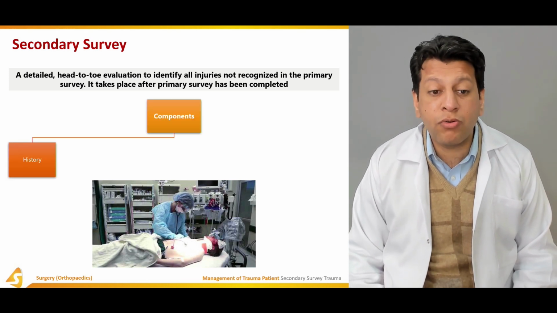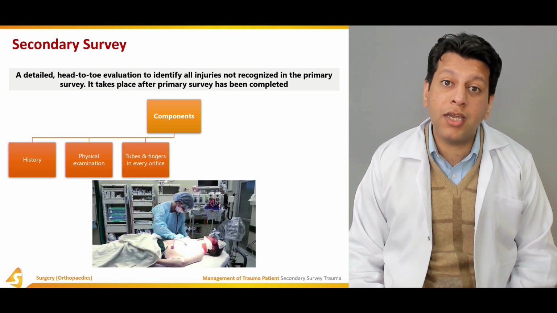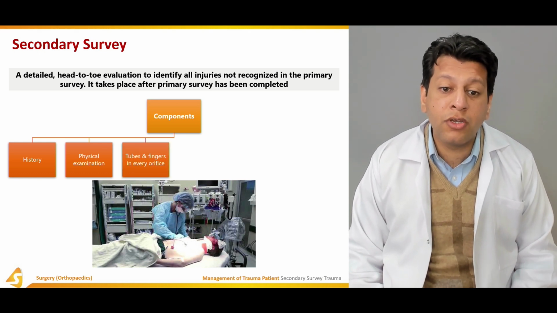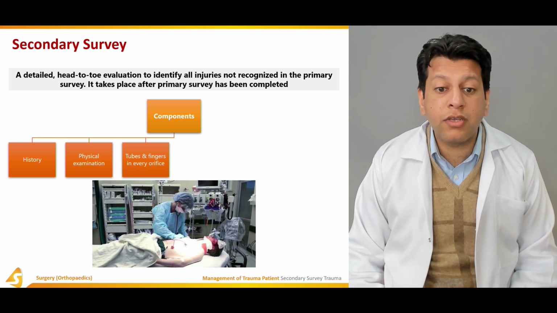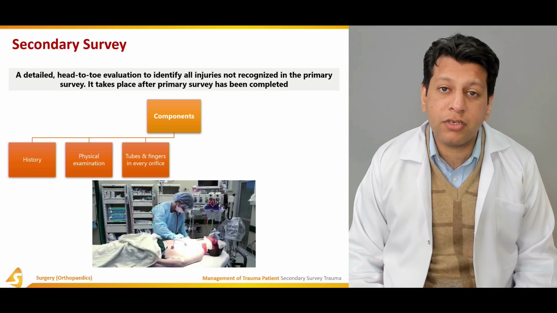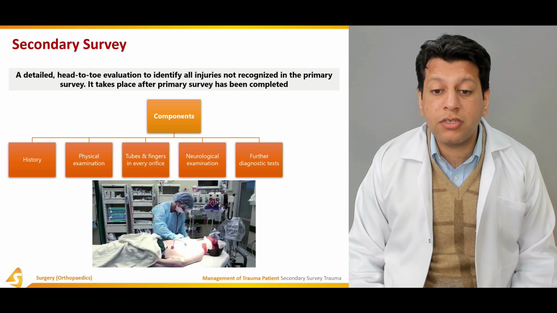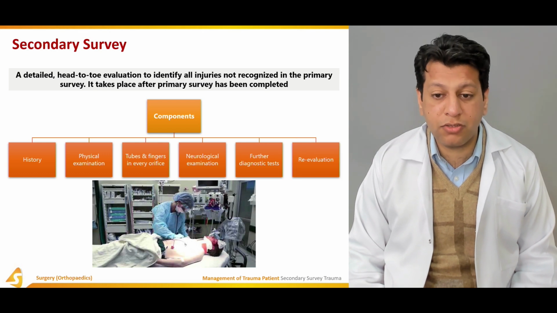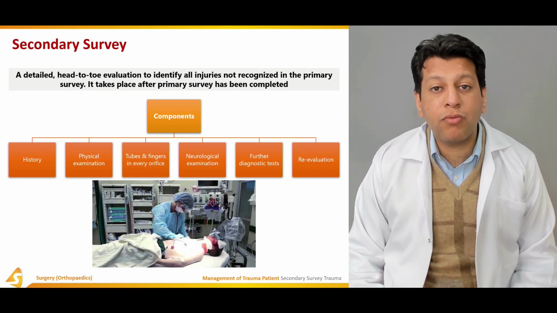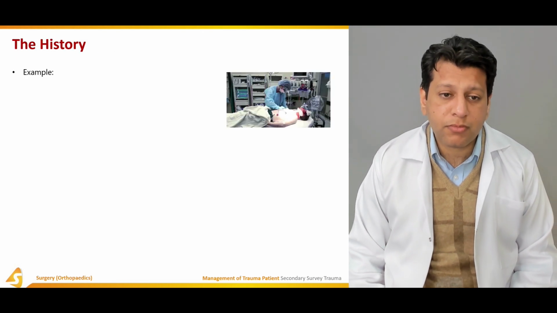The components include history, physical examination, that is the detailed history and detailed physical examination, use of tubes and fingers in every orifice, that is we have to do the DRE of the patient, we have to examine all the orifices as well, neurological examination, and further diagnostic tests as well to re-evaluate for more injuries which may not be recognized during the primary survey.